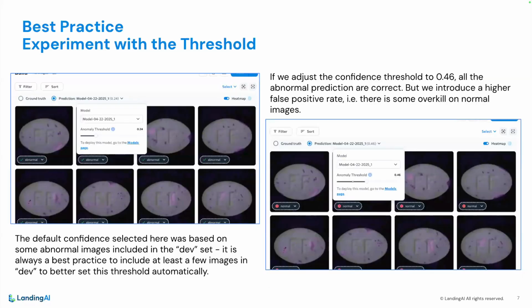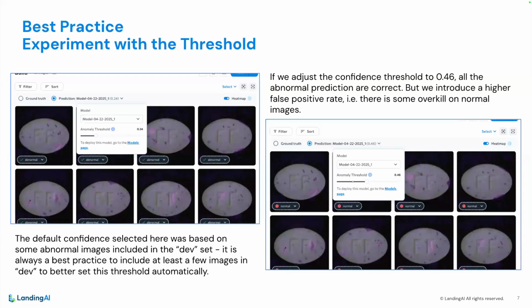So when we think about some best practice mechanisms that are available as part of the platform, one that comes up commonly is working with the anomaly threshold itself. So if you include images in your initial model training in the dev set, it will help identify an anomaly threshold that has the best trade-off for performance and accuracy. But you can also adjust this yourself.